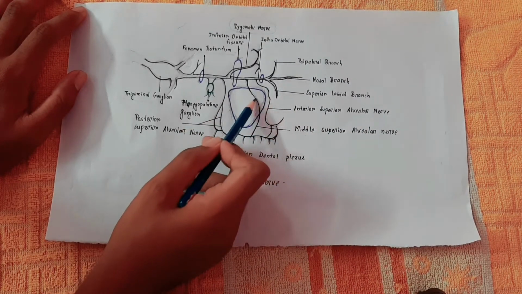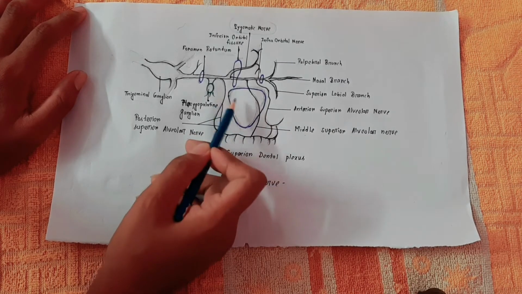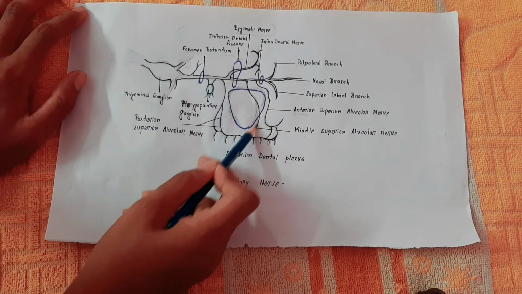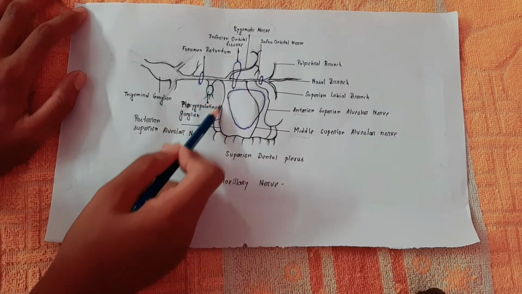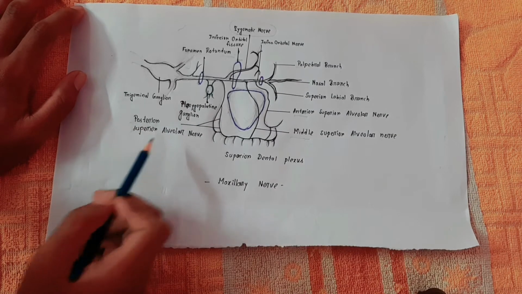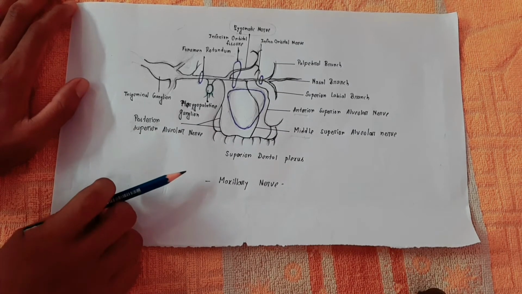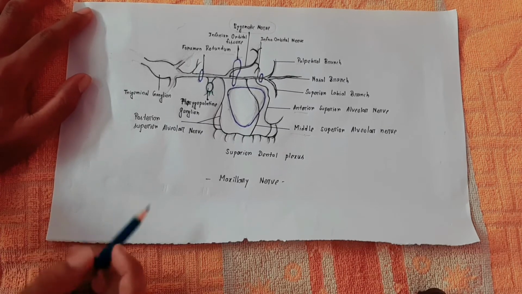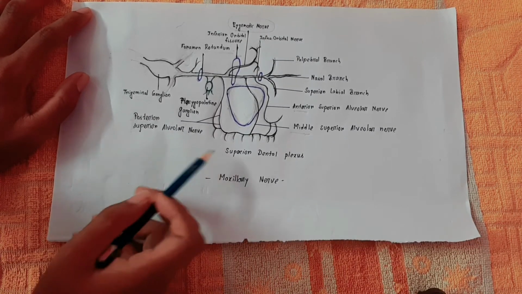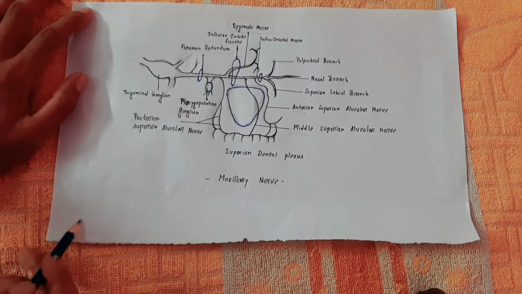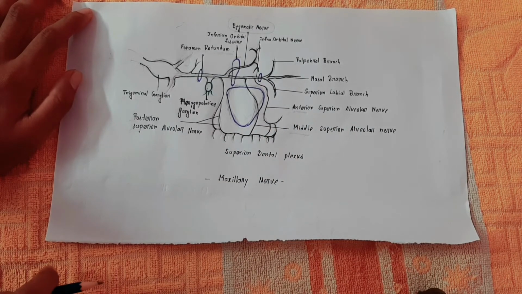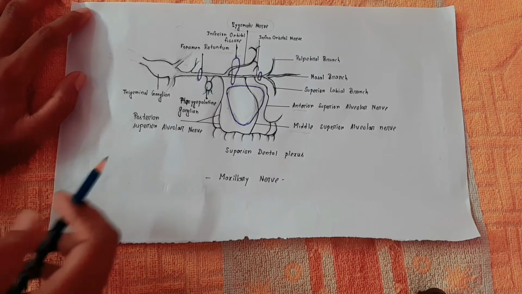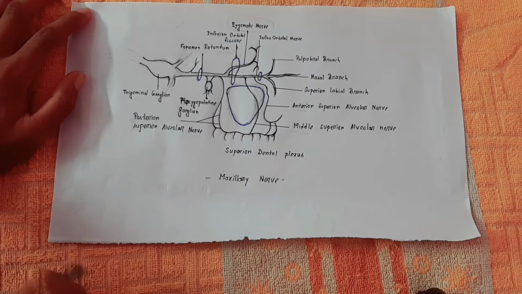These three, one, two, three, are all superior alveolar nerves. Here you can see the anterior superior alveolar, the middle superior alveolar, and the posterior superior alveolar nerve. These are the main nerves that supply the maxillary teeth. The anterior superior alveolar mainly supplies the central incisor, lateral incisor and canines. The middle superior alveolar mainly supplies the premolars, and the posterior superior alveolar supplies the molars.